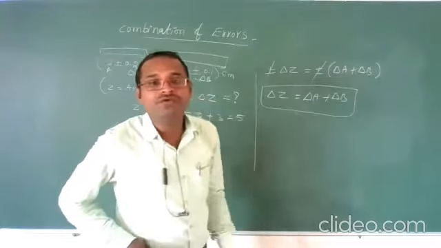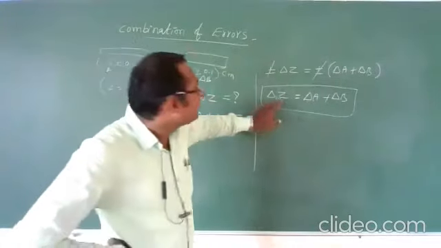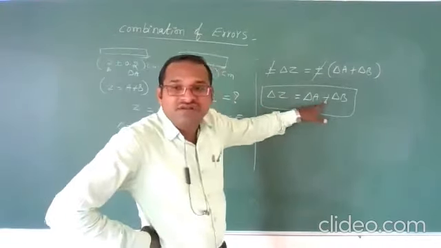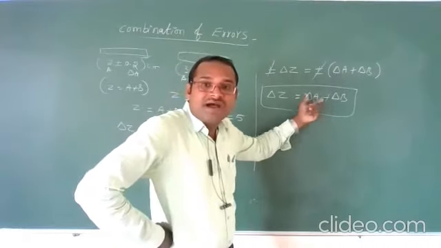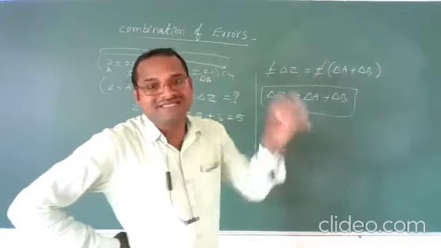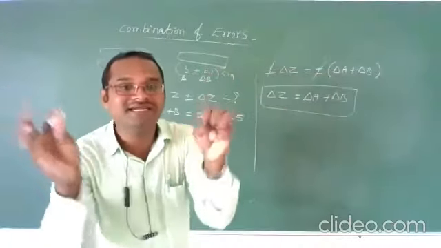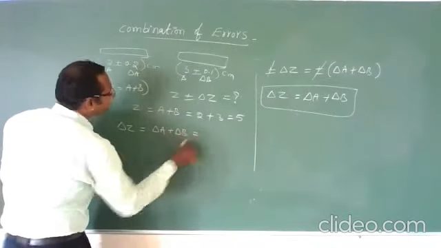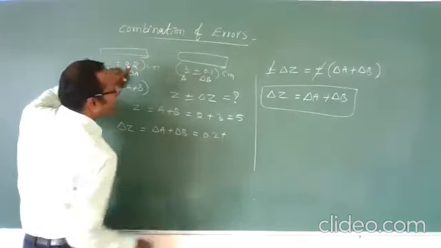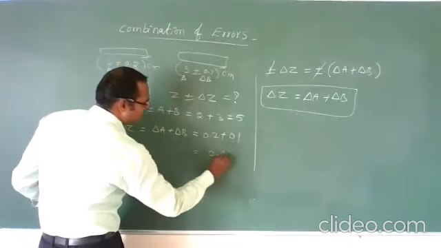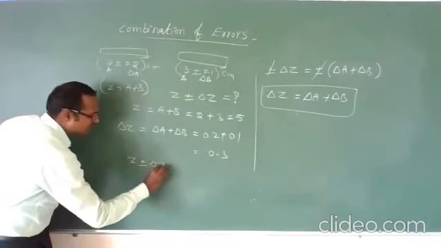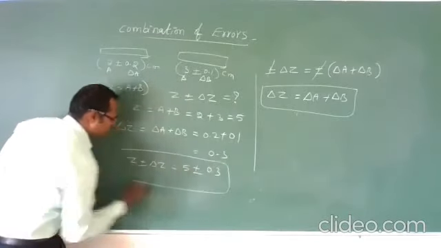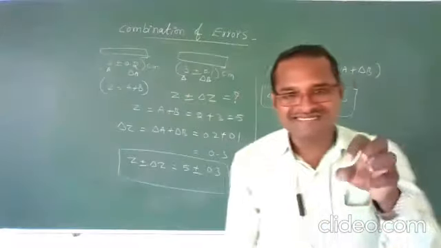What I am saying is, when two physical quantities are added together, the total resultant error is equal to the sum of the absolute errors in the individual quantities. In the individual quantities, how much absolute error is there? That error we should add. Means here also delta A plus delta B. What is delta A? 0.2. What is delta B? 0.1. So total 0.3. So your Z plus or minus delta Z will become 5 plus or minus 0.3. Your answer. I hope you understand this very clearly.